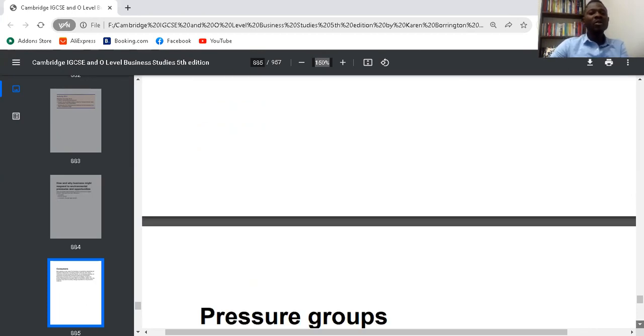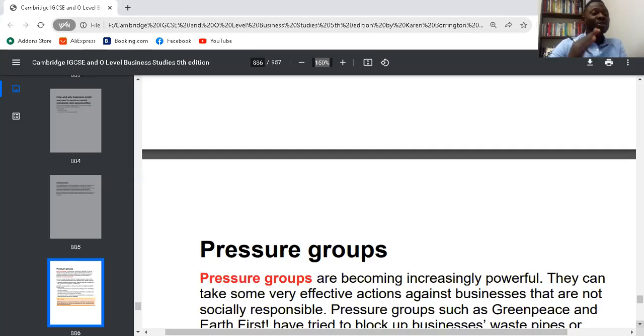So the first pressure comes from consumers. Consumers are the king. So giving consumers that news that these kinds of businesses are destroying our environment.